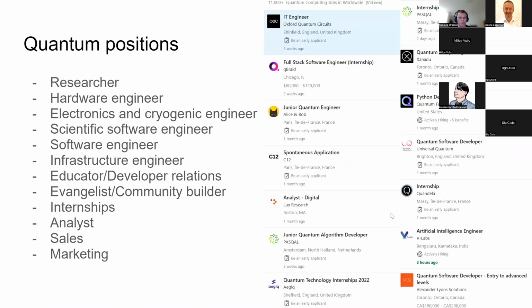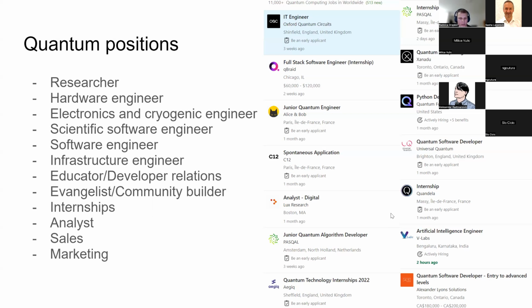So what are some advertised positions? Usually research positions are mostly open, so most of the people are still researchers, but there are also positions for hardware engineers, electronics engineers, scientific software engineers, and infrastructure engineers. There are also educators, and a bunch of internships. Some companies that don't have full quantum teams yet, and are not yet using anything quantum computing related, are employing analysts to explore this new field and see if there is something there that can be interesting for their use case.